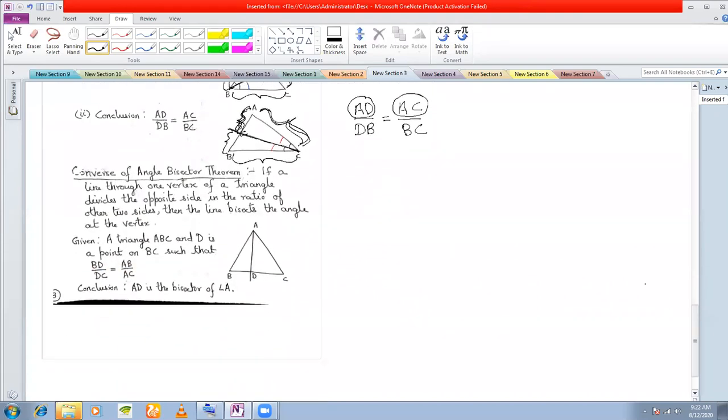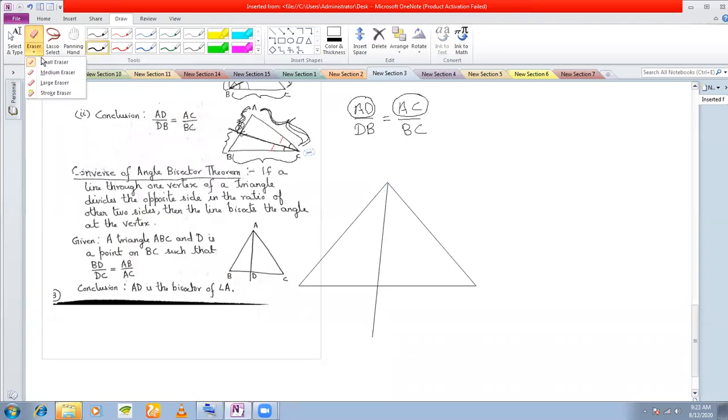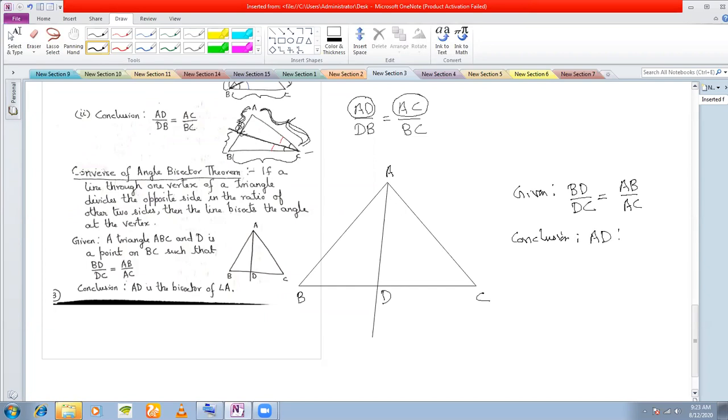And similarly, now the converse of the angle bisector theorem. The converse of the angle bisector theorem states that if you have any triangle in which you have a line in such a way, let's call this A, B, C, your D, and you know that BD by DC is equal to AB by AC, then what you can conclude is that AD must be the bisector of angle A.